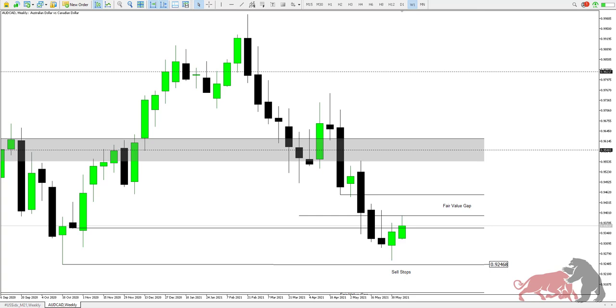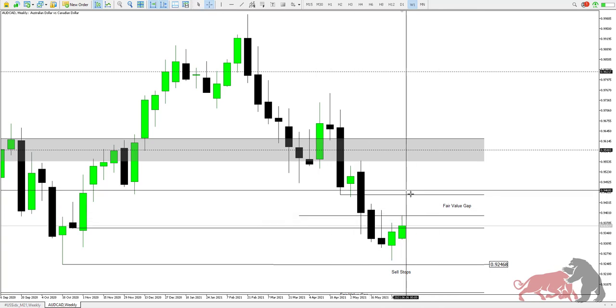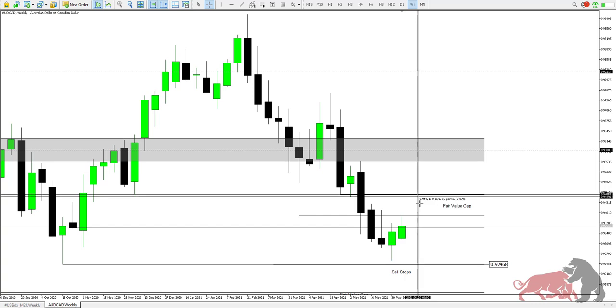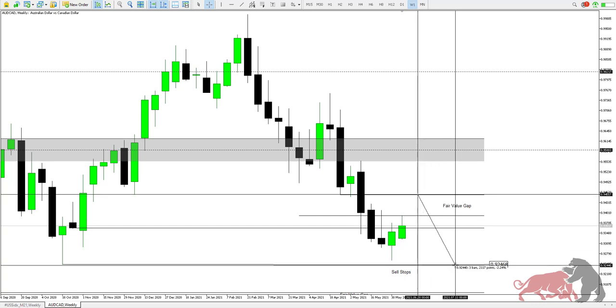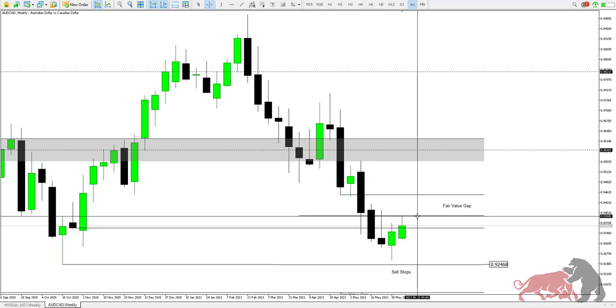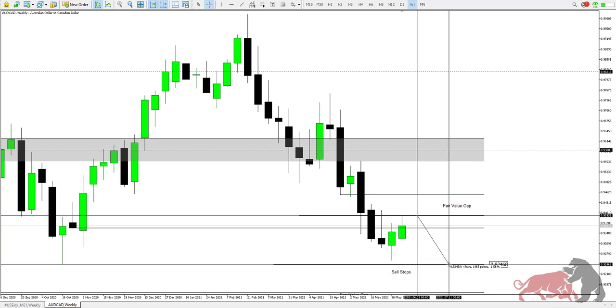Now, how many pips on offer, right? If you are someone who waits for the fair value gap to be closed, you've got a potential of 200 pips to the sell stops, right? If you are someone who's gonna take a bit of risk so that when price touches the fair value gap's opening, you've got a potential of 150 pips to the downside.